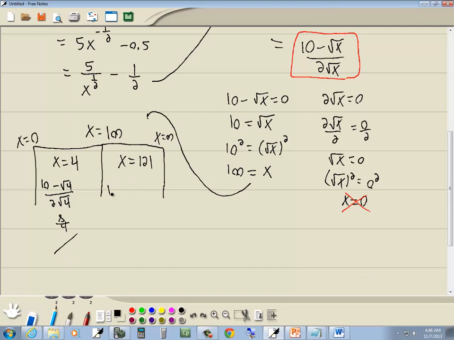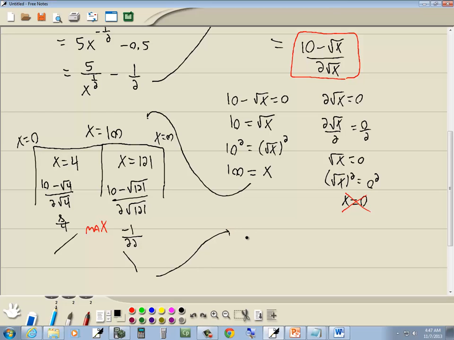For 121, I have 10 minus square root of 121 over 2 square root of 121. Well, square root of 121 is 11, so we have 10 minus 11, which is negative 1. Down here, square root of 121 is 11, and 11 times 2 is 22, which is positive, so the whole fraction is negative, so this is decreasing. So this is indeed a max.